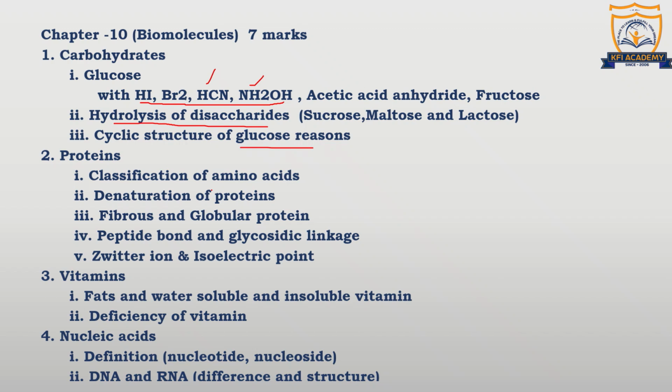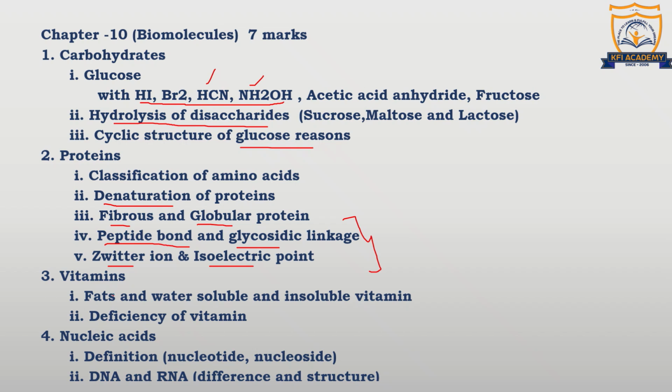Then proteins, classifications: essential, non-essential, acidic, basic, like that. And denaturation of protein, diet questions. It is easy for biology students. Other than biology students, you have to memorize a little bit the difference between fibrous and globular protein. Peptide bond: every year we can expect at most one question from this topic. Peptide bond and glycosidic linkage, zwitterion, isoelectric point. These topics are very important.